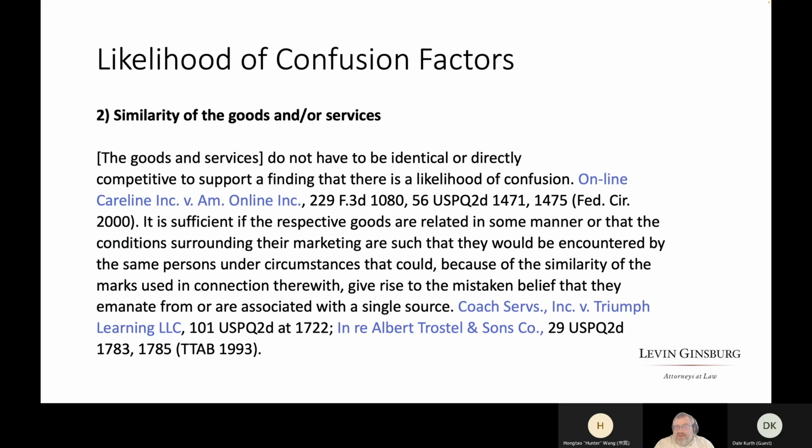The second factor is the similarity of the goods or services. And this is where you look at the four corners of the application or registration, and you look at what the goods actually are. And the goods do not have to be identical or directly competitive to support a finding that there is a likelihood of confusion. In this case, what you look at is just what are the goods, what are the services, is it possible that somebody might purchase them in a similar context.